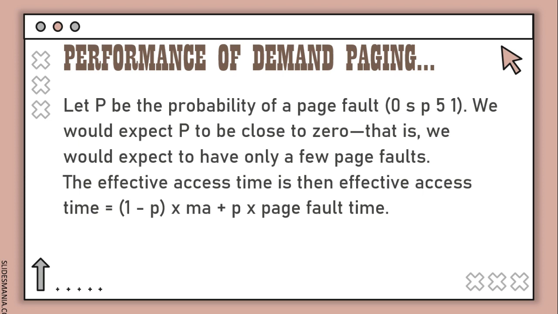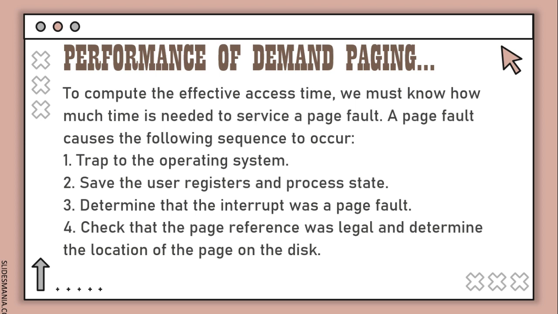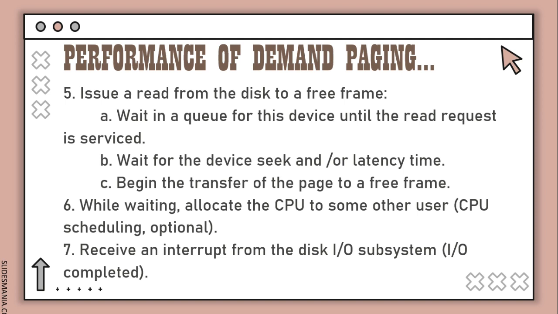To compute the effective access time, we must know how much time is needed to service a page fault. A page fault causes the following sequence to occur. First, trap to the operating system. Second, save the user registers and process state. Third, determine that the interrupt was a page fault. Fourth, check that the page reference was legal and determine the location of the page on the disk. Fifth, issue a read from the disk to a free frame: wait in a queue for this device until the read request is serviced, wait for the device seek and/or latency time, and begin the transfer of the page to a free frame.